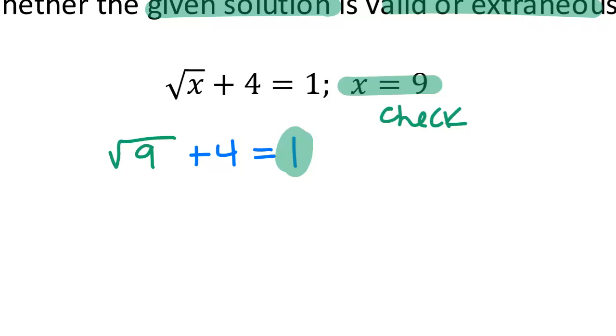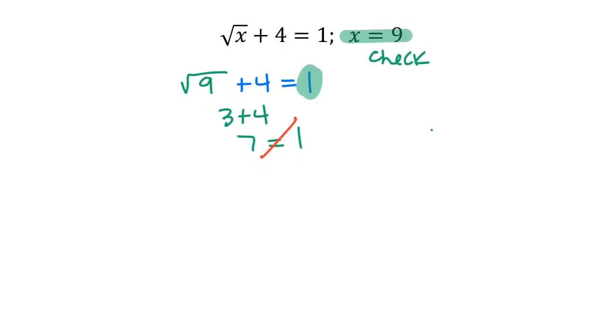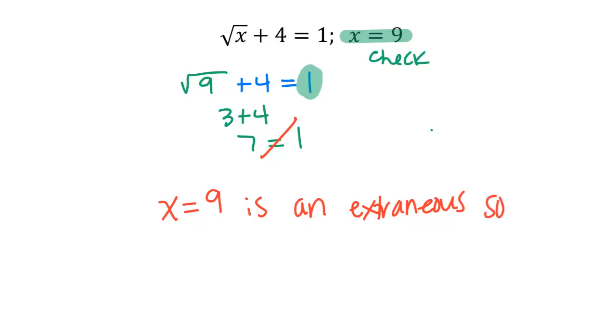So what's the square root of 9? 3. And 3 plus 4 is 7. Does that equal 1? No, not valid. So therefore x equals 9 is an extraneous solution. So you would write x equals 9 is an extraneous solution.